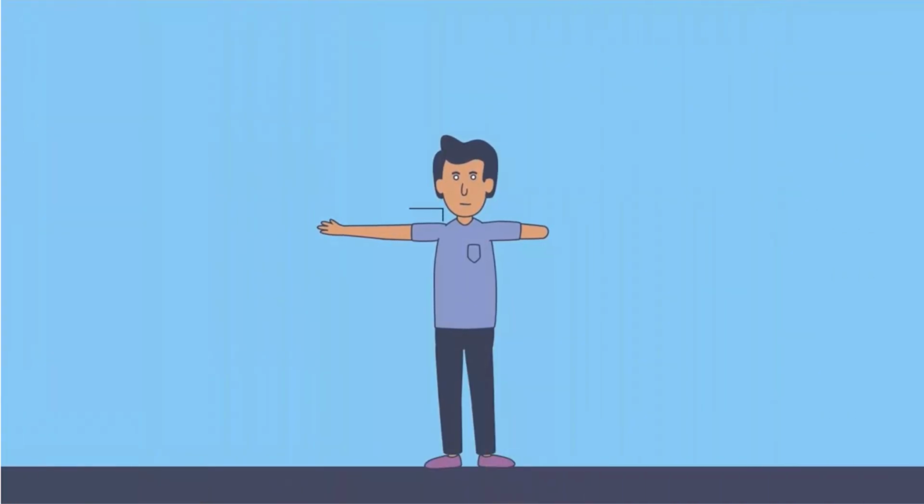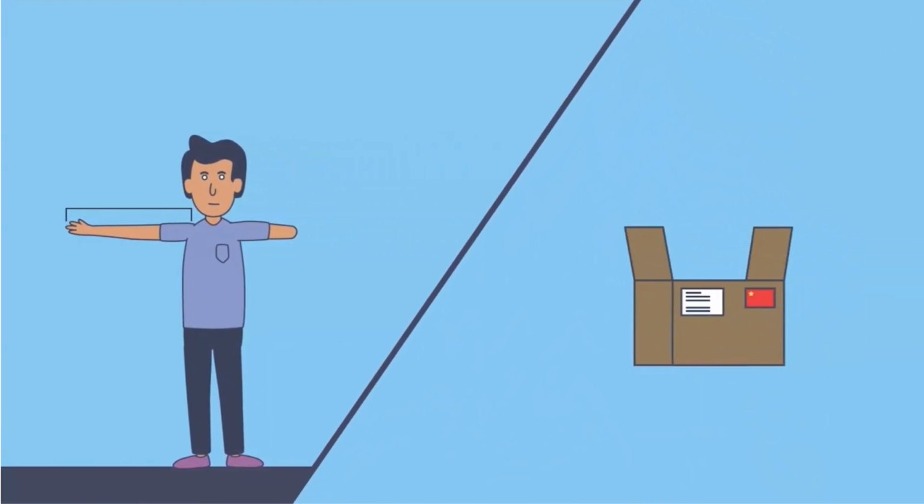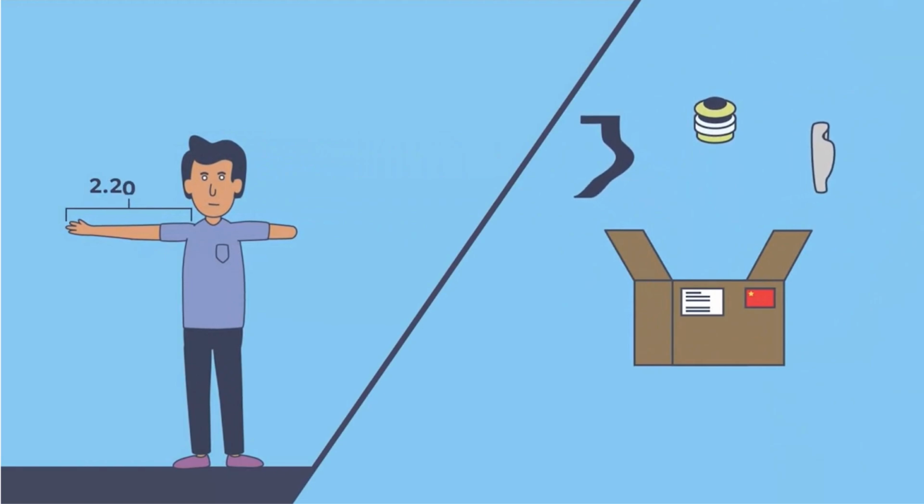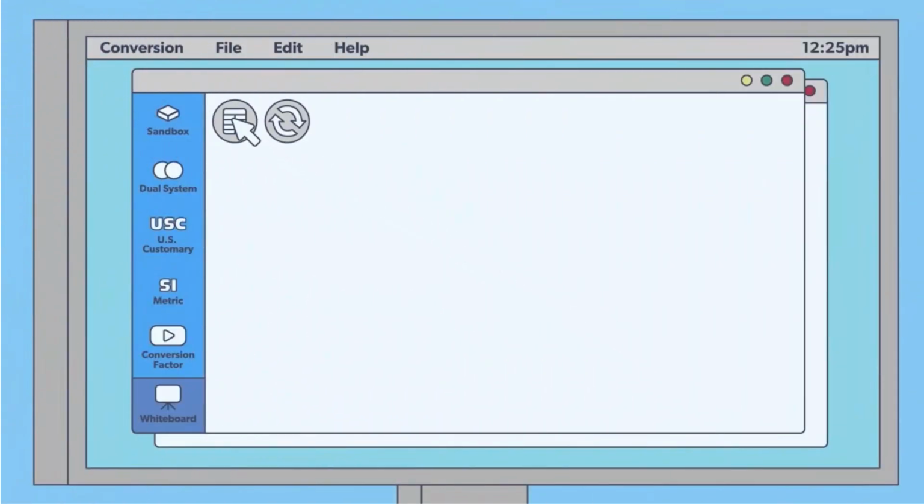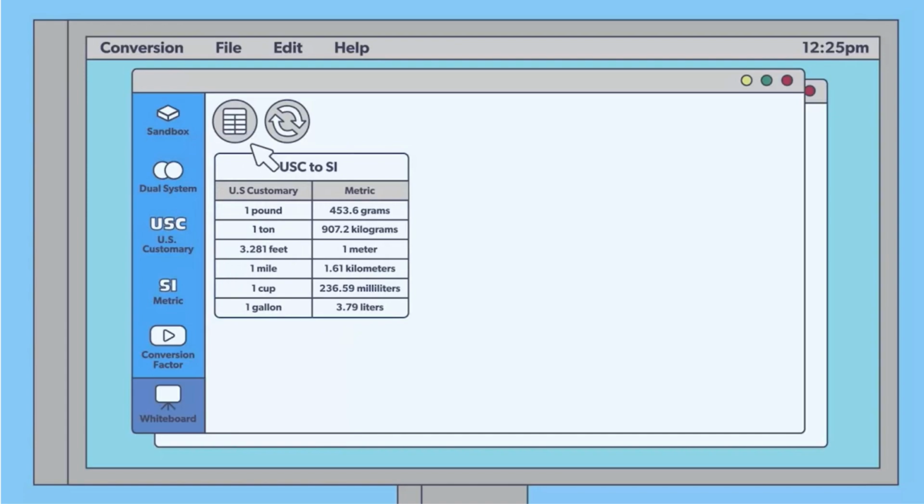Now that you know how to find a conversion factor, let's get back to your client and their arm span measurement you need to give to your supplier. Let's review the tables of US customary and SI measurement to find an equivalency that relates units of length. 3.281 feet is equivalent to 1 meter. We can use that relationship to convert the US customary arm span measurement to the metric system.